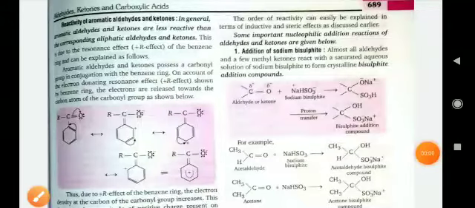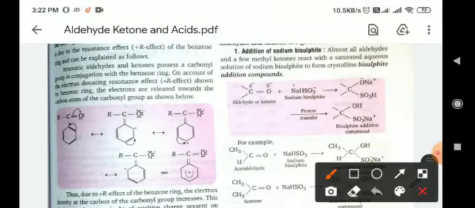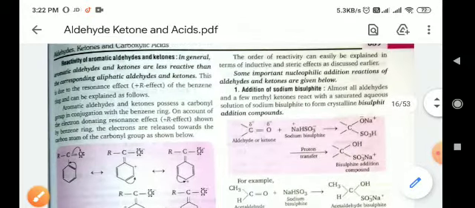Hello students, welcome to the third part of aldehyde, ketone and carboxylic acid. In this part we will discuss the chemical properties of the aldehyde and ketones.